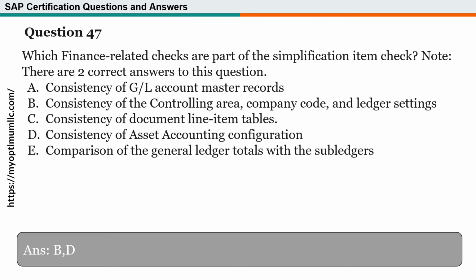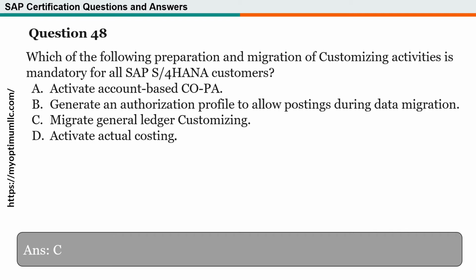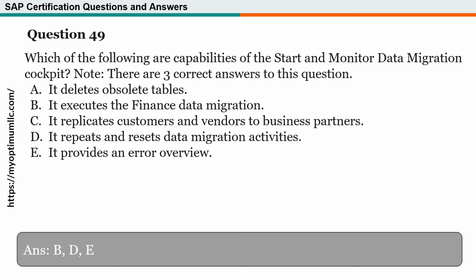E. Comparison of the general ledger totals with the subledgers. Question 48. Which of the following preparation and migration of customizing activities is mandatory for all SAP S/4HANA customers? A. Activate account-based COPA. B. Generate an authorization profile to allow postings during data migration. C. Migrate general ledger customizing. D. Activate actual costing.